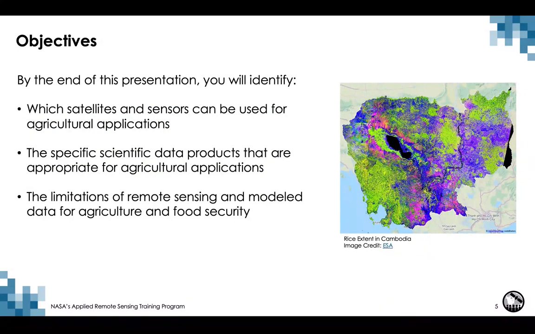The following are the objectives for part 1 of this webinar series. By the end of this presentation, participants will identify which satellites and sensors can be used for agricultural applications, specific scientific data products that are appropriate for agricultural applications, and the limitations of remote sensing and modeled data for agriculture and food security.